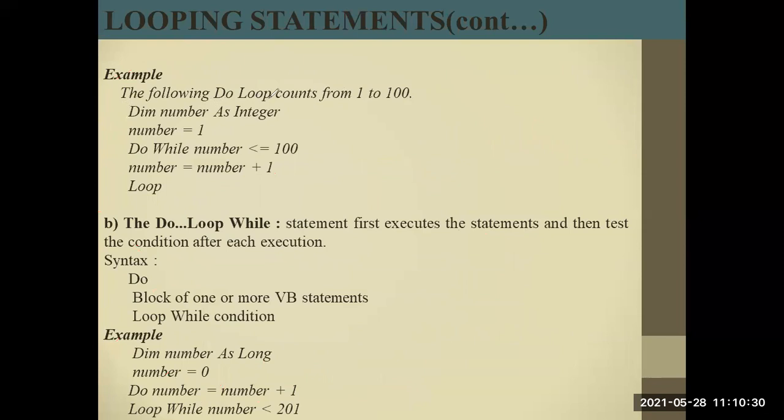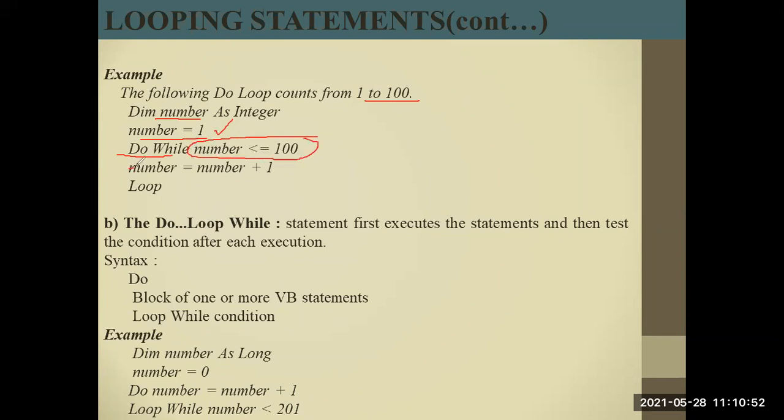So this is following the example, where we use the do while to count from 1 to 100. I declare an integer called number, and I initialize the number equal to 1. I'm using the keyword do while, with a condition: until the number is less than or equal to 100.